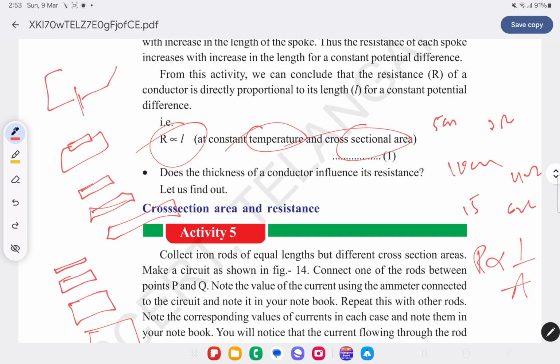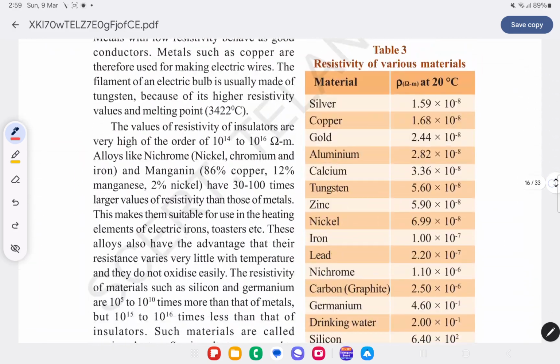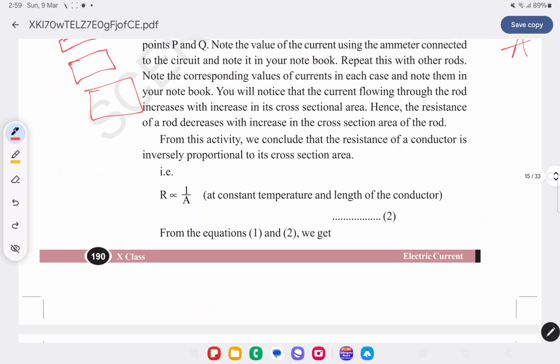Clear all of you? Resistance relation, right? चलो यहाँ तक समझ में आ गया सभी को? आगे जाते हैं रेसिस्टिविटी की तरफ.